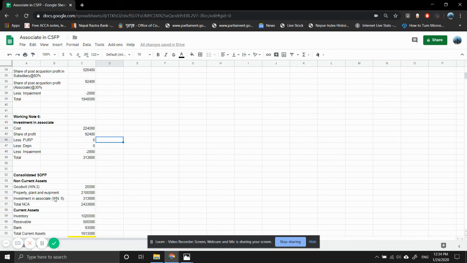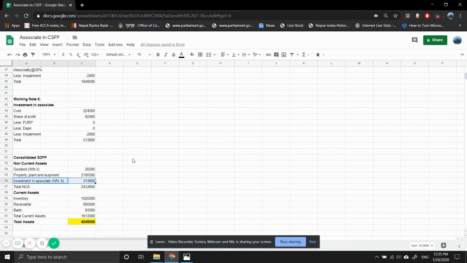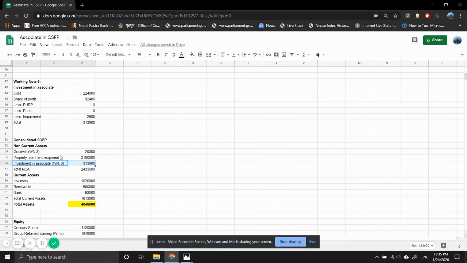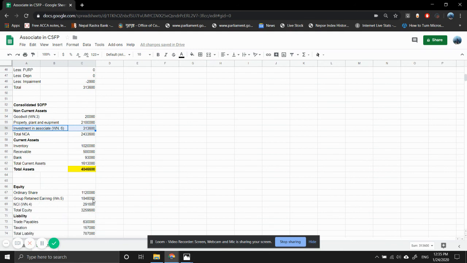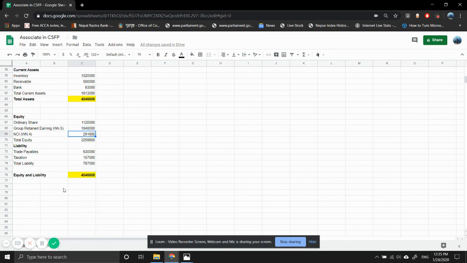So in SOFP you show it like that, and then in case of SOPL as well, there is another thing that we need to be worried about, that we need to show it a bit differently. We look at that sort of problem as well. So don't forget your goodwill. Then basically your retained earnings and NCI are most important. Otherwise, everything else is just adding it up.